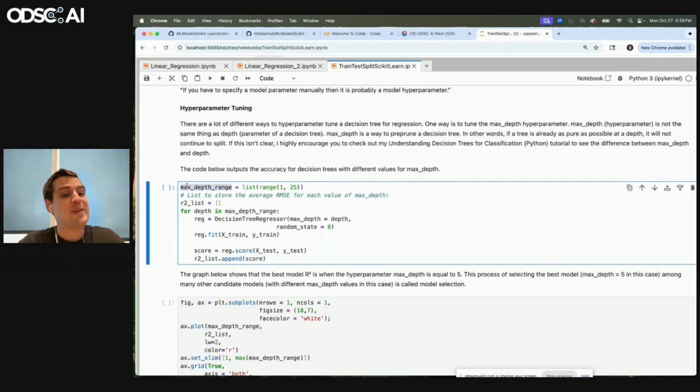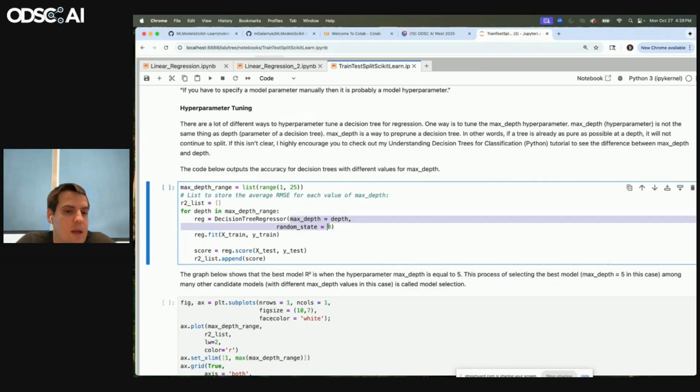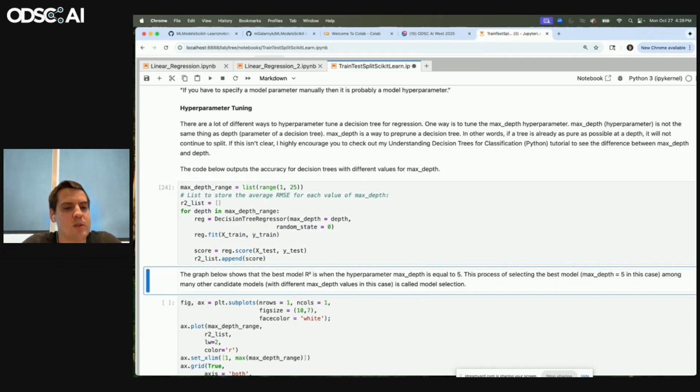Essentially we have a list of values from 1 to 24 in this case, for max depth range. And we're going to iterate through this for different values of max depth. This is a hyperparameter. We don't know what it means yet because we haven't learned the theory. And we're going to make an instance of our model, fit it to the data, and we'll get some sort of scores.